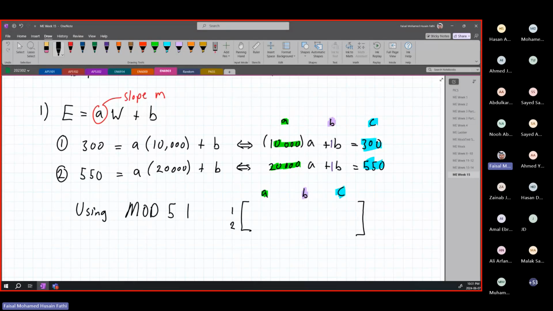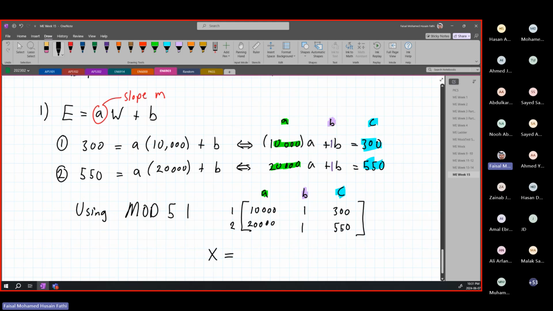All right. So for A in your calculator, you're going to be putting 10,000 over here. But in B, you're going to be putting 1. And for C, you're going to be putting 300. This is going to be 20,000 for the second row, which is basically your second equation. 1 for B and 550 for C. You hit equal and you will get, so let me do that with you guys, 10,000, 1, 300, 20,000, 1, 550. So you will get X equal 1 over 40 or 0.025 and Y is equal to 50.